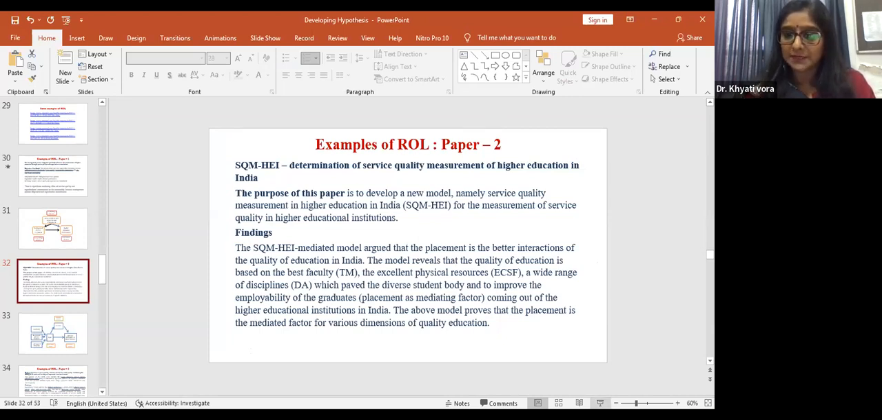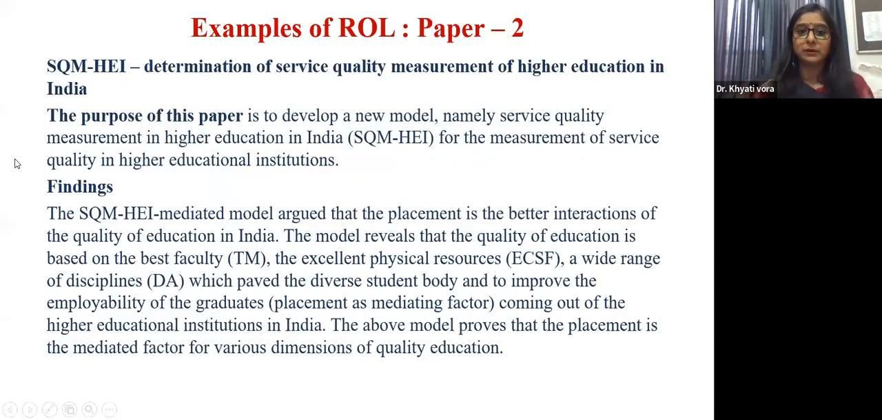Can you all prepare something out of this on a paper? Let's look at the findings. The mediated model argued that placement is a better indicator of the quality of education in India. If I have to check the quality of any educational institution, placement, the final outcome, must be placement and income. Finally, do the students who go from here earn their bread and butter? That is the final thing.